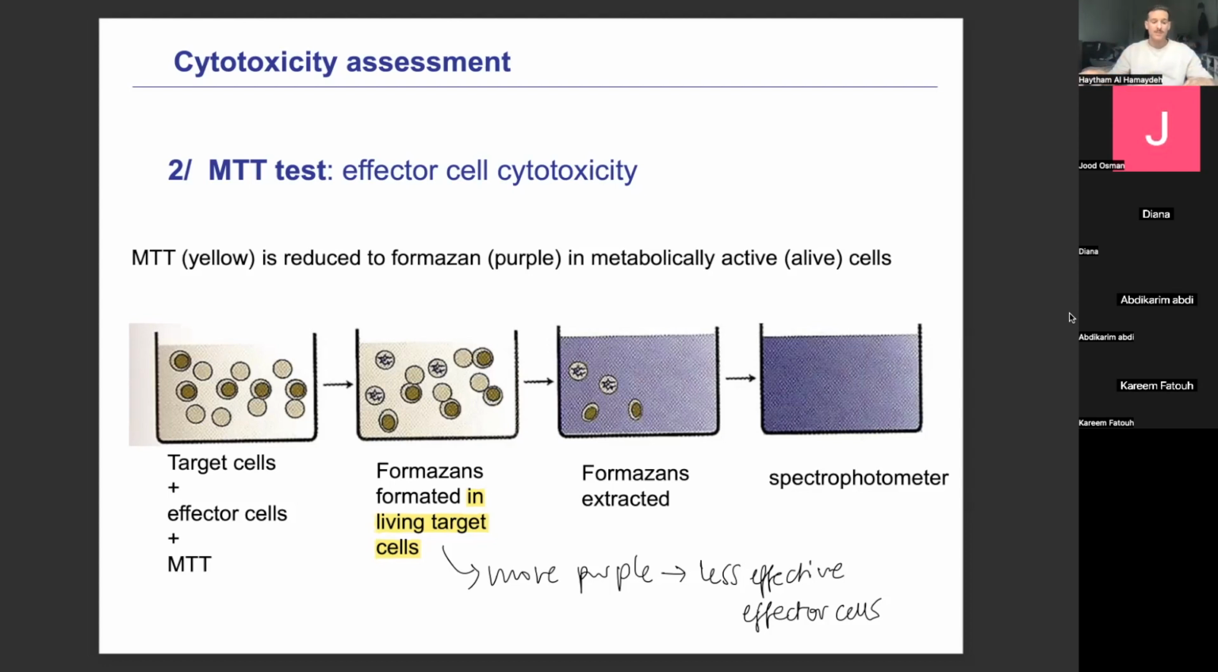Exactly, that conclusion is good. If formazan is present, then we know cytotoxicity is not okay. If MTT is present, or yellow, we know cytotoxicity is present. It's confusing here, but just know if it's blue, cytotoxicity is not okay. If it's yellow, cytotoxicity is okay.